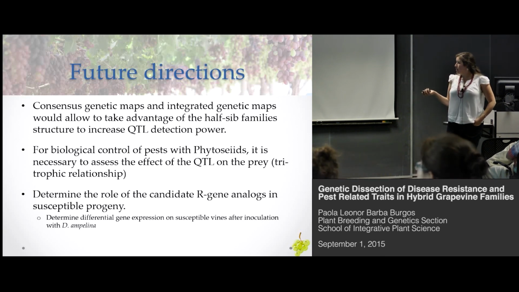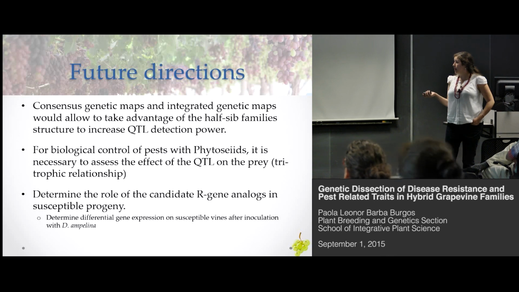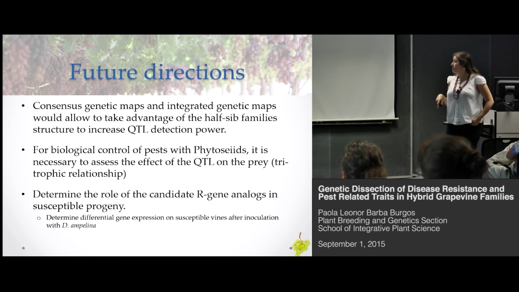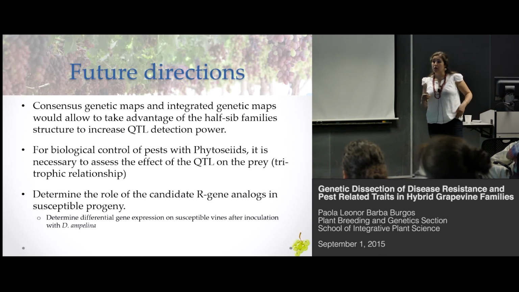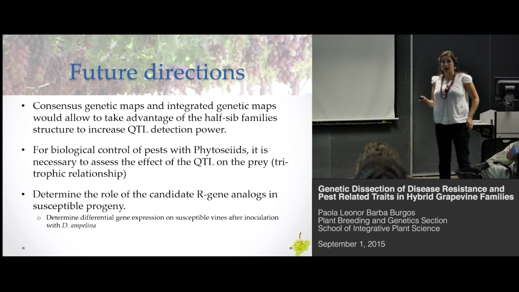And the third question is to determine the role of the candidate R gene analogs in the susceptible progeny. What we were thinking is to determine the differential gene expression in susceptible vines after the inoculation, to see what type of response is being triggered there.